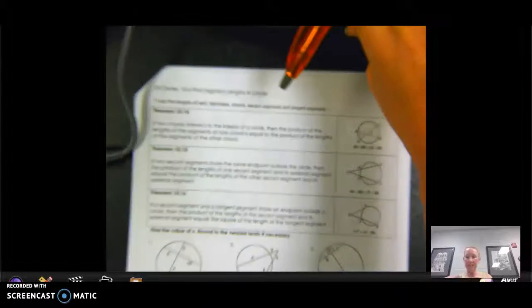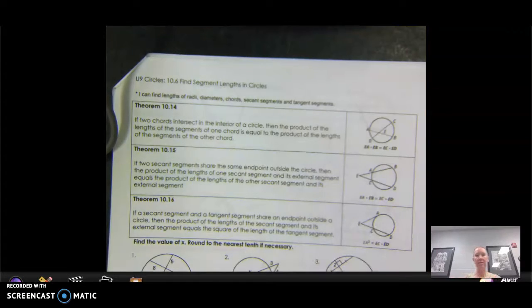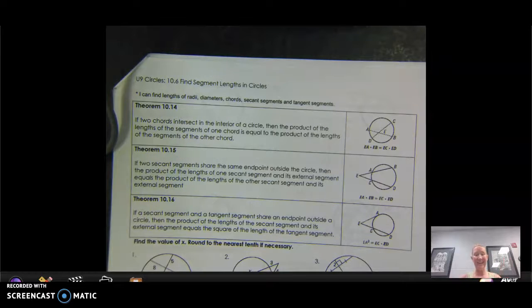Okay, so this is 9.6 or 10.6, finding segment lengths in circles. So we learned a lot about segment lengths and arc lengths last unit or last section, and angle measures and how to find those. So there's really a lot of information in this unit to keep straight, okay? And I'm going to add to that today.